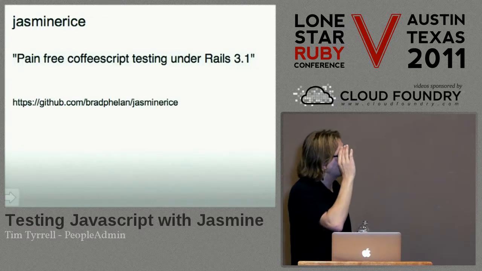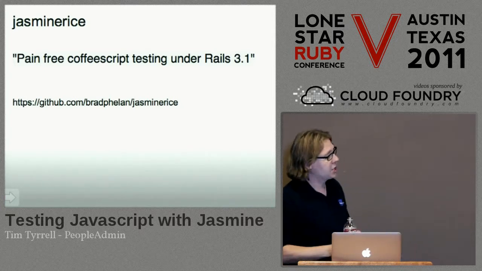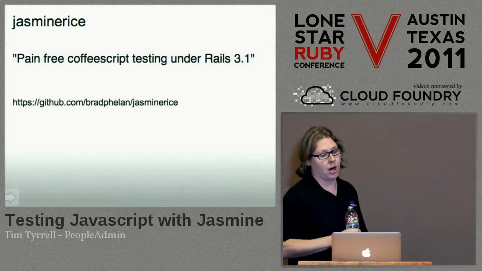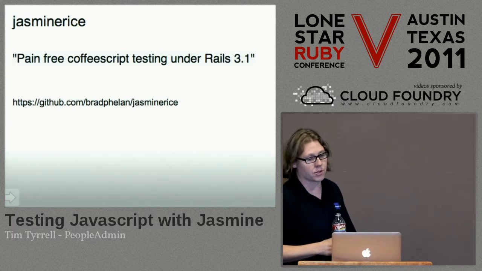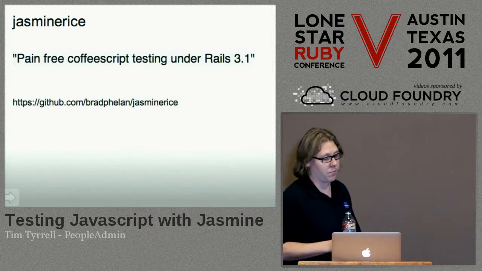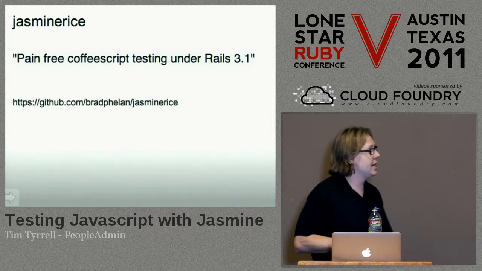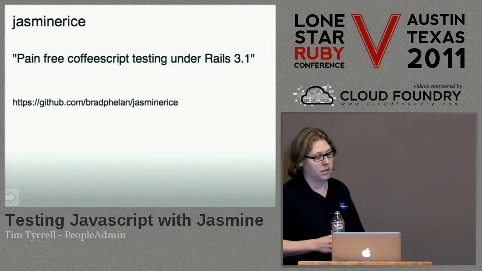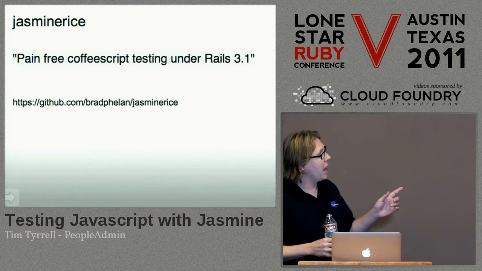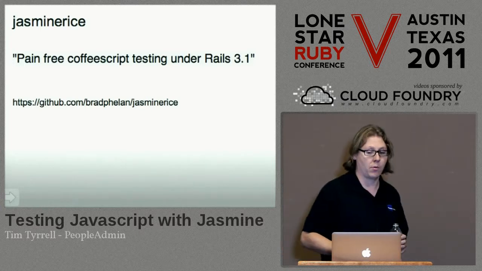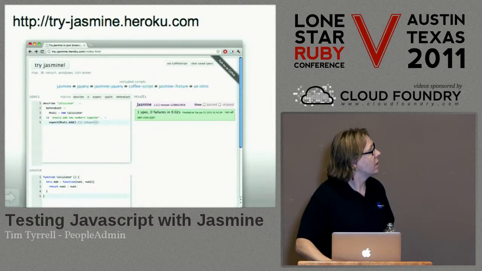I noticed this like 2 days ago. I haven't tried Jasmine with Rails 3, so I'm not sure how well it works. Then I saw this, and this says, hey, pain-free CoffeeScript testing under Rails 3. So this taps into the asset pipeline and whatnot, and allows you to easily test your JavaScript with Jasmine, with CoffeeScript, in a Rails 3.1 environment. So hey, it's all out there.